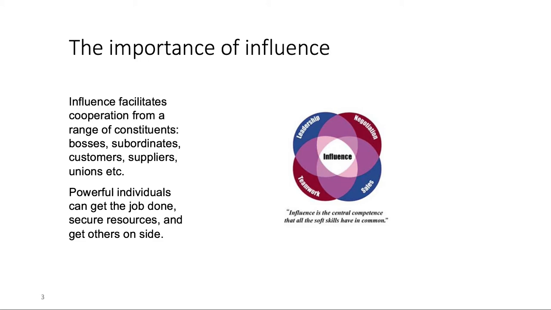So influence is important because it facilitates cooperation from a range of constituents: employers or bosses, subordinates, customers, suppliers, unions. If you have influence among these different stakeholders, you can help to negotiate solutions, you can help to get people's needs met. So influence becomes an important feature of coordinating efforts and of helping people to achieve goals. And it could be that you're achieving influence not only for yourself, but also for the people that you are representing and working beside.